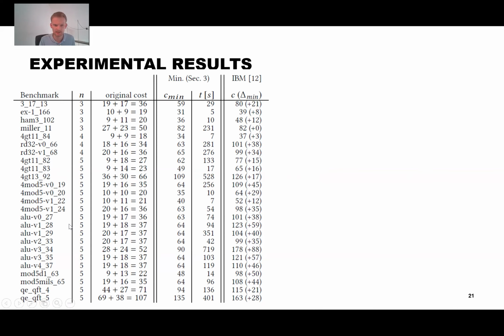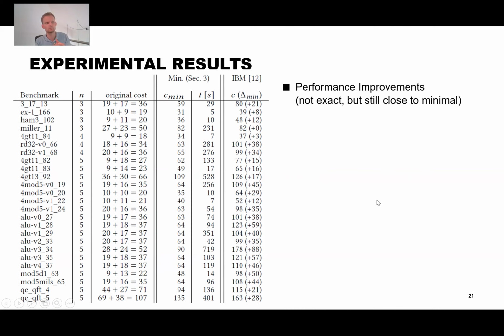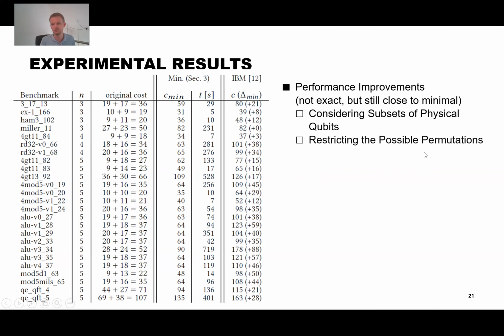You can see that we applied it to rather small circuits only, but there are also some ideas of how to improve the performance. So that, for example, you could consider a subset of physical qubits only. You can restrict possible permutations. All this will, of course, not guarantee minimality anymore. So the results won't be exact anymore, but evaluations showed that they're close to minimal. And the main idea is that all that is something where subsolvers can really nicely be used.